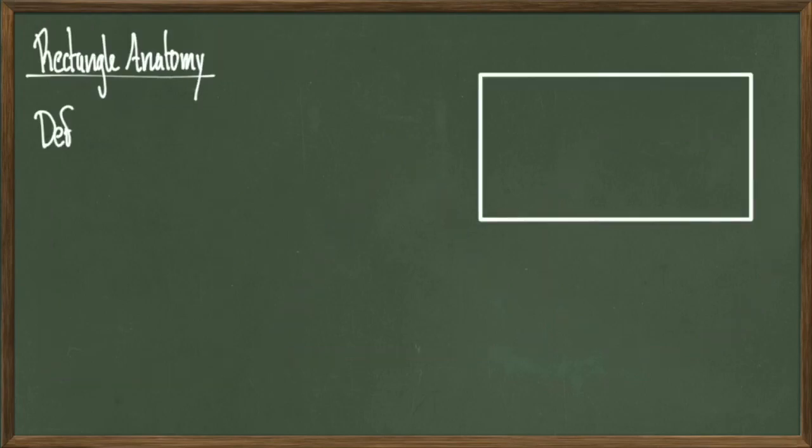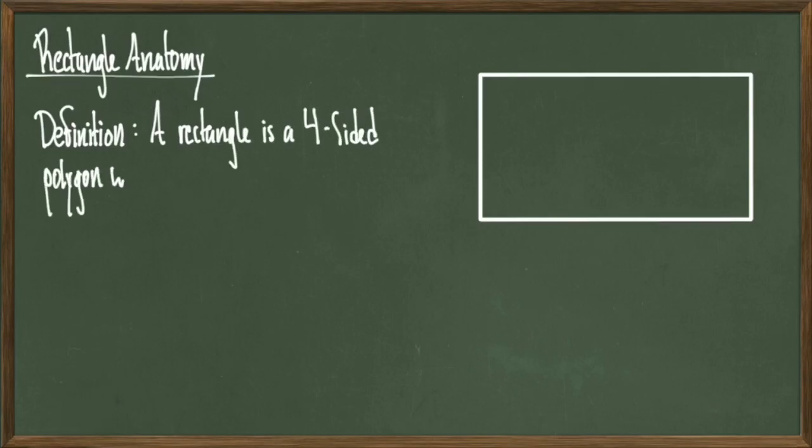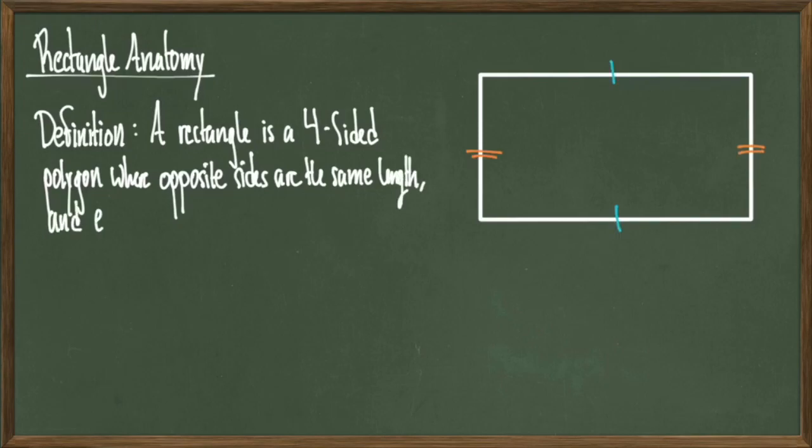So let's talk about rectangle anatomy. The definition of a rectangle is we have a four-sided polygon whose opposite sides are the same length and whose angles are all 90 degrees. Using this definition, we find that a square is just a special case of rectangle where all sides are equal.